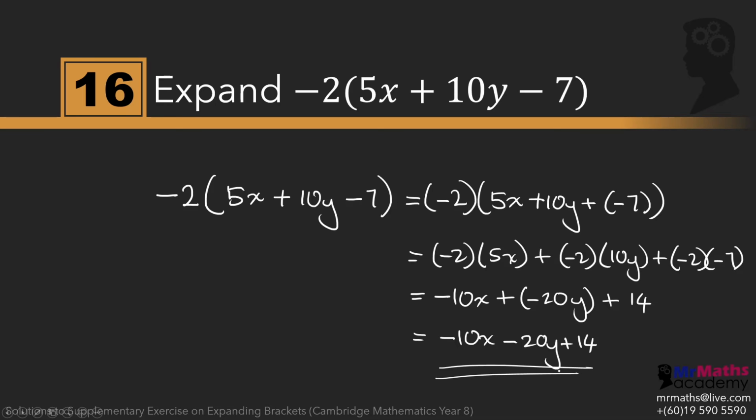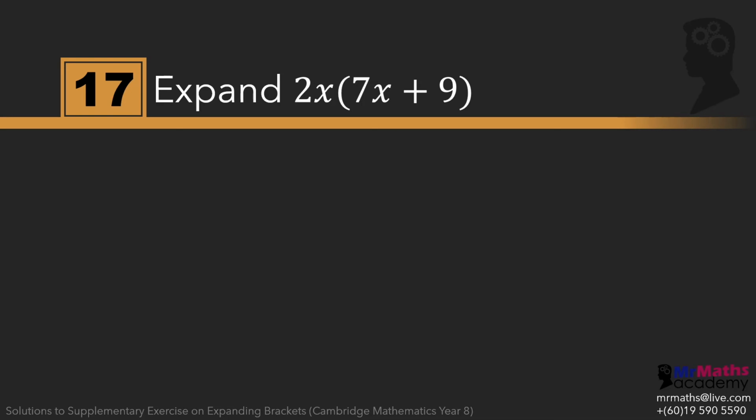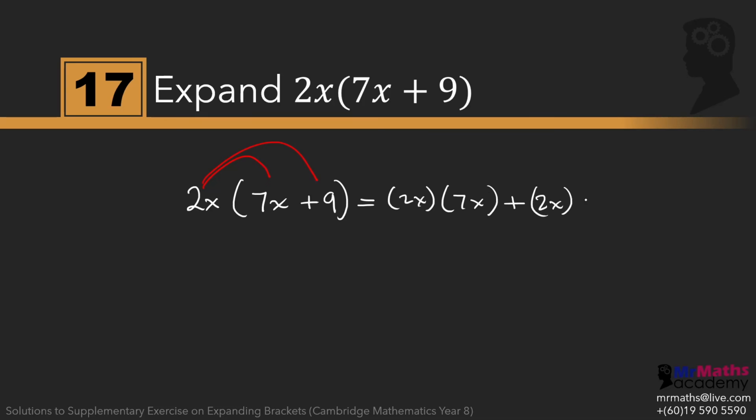Next question. Okay, now we are back with a 2-term expression inside the bracket, but now the term outside of the bracket contains x. Okay, the method is similar. We're going to multiply all of the terms inside the bracket by the terms outside of it. So that is 2x times 7x plus 2x times 9.